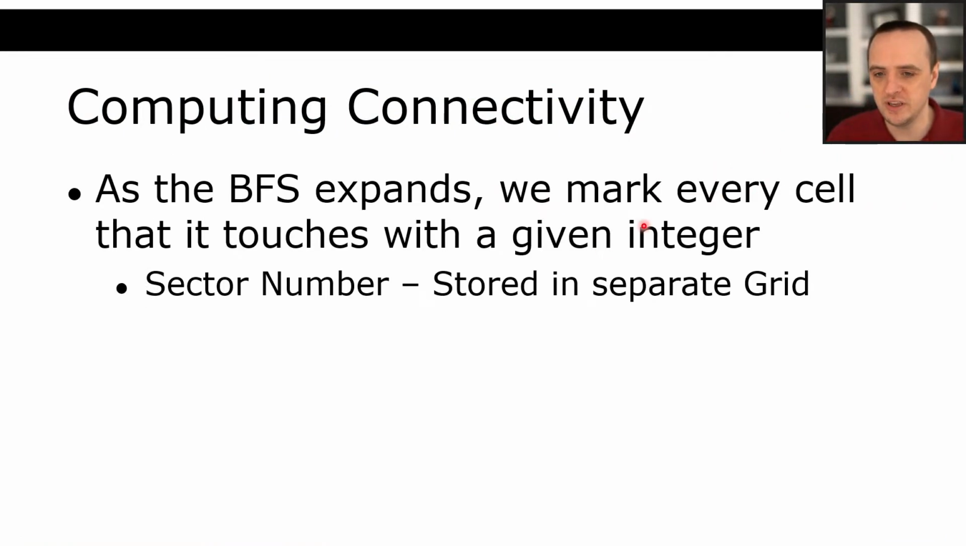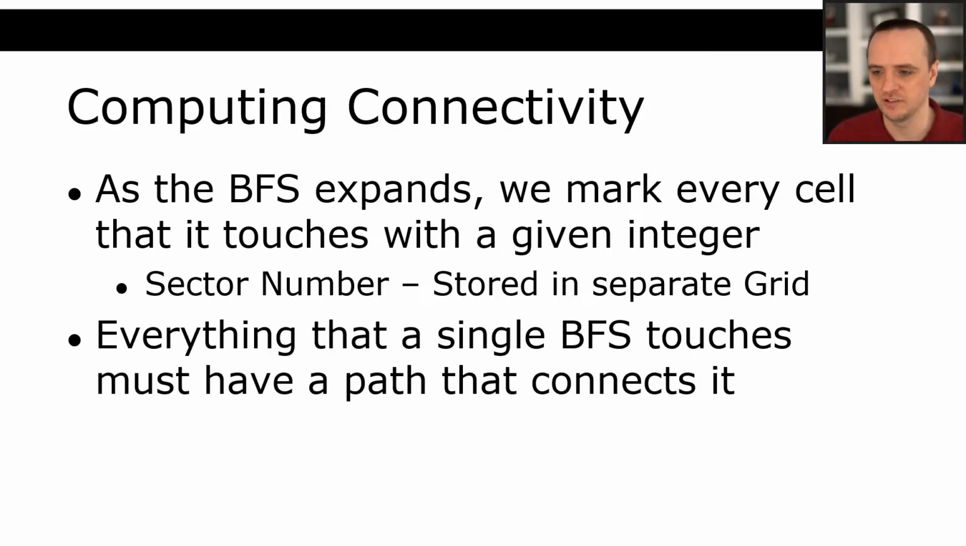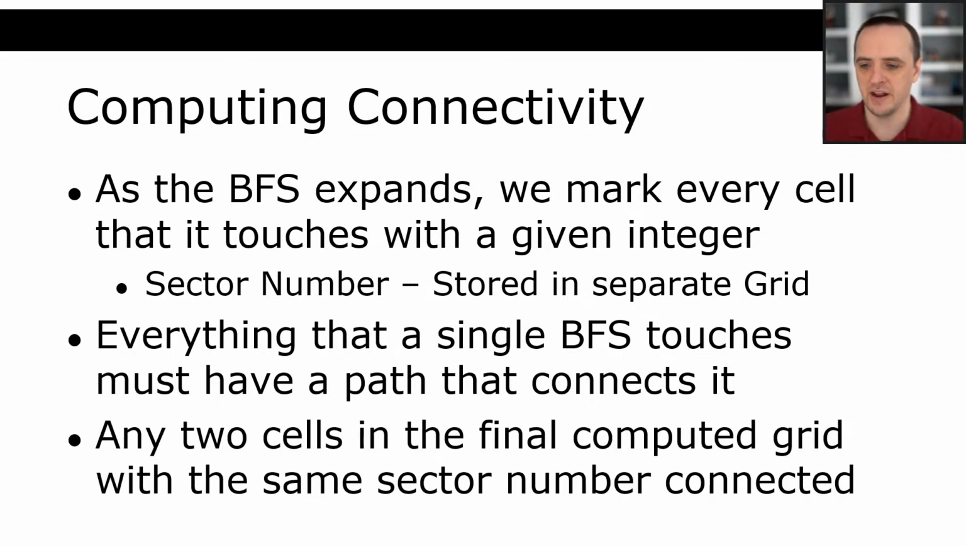And when we go out through the BFS, we mark every cell that it touches with some integer, and that integer is going to be its sector number, and we're going to store that in a separate grid. And everything that a single BFS touches must have a path that connects it, and because connectivity is transitive, if the start state of the search is connected to state A and state B, it means that A is also connected to B. And so any two cells in the final connected grid with the same sector number are connected.